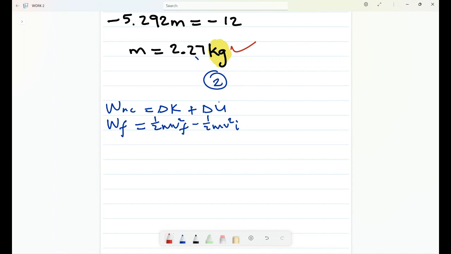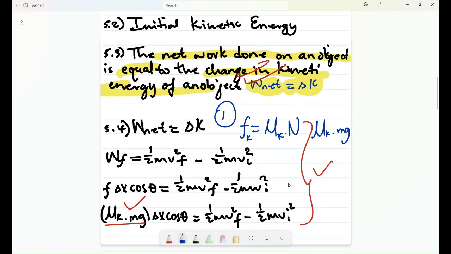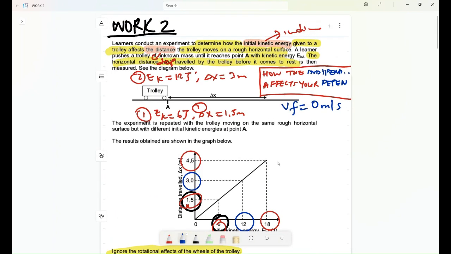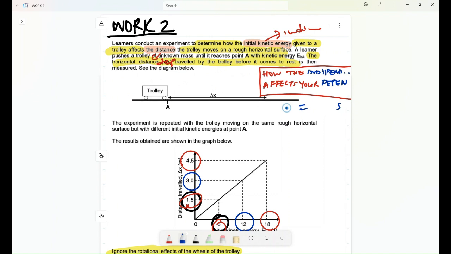Plus, what is the formula for change in U? Remember, it is potential energy: mgh final minus mgh initial. But I want you to realize something in this case. My object is moving on a horizontal surface. Yes, it is moving on a flat, but that's not important.